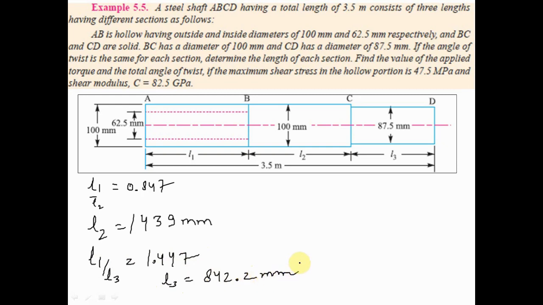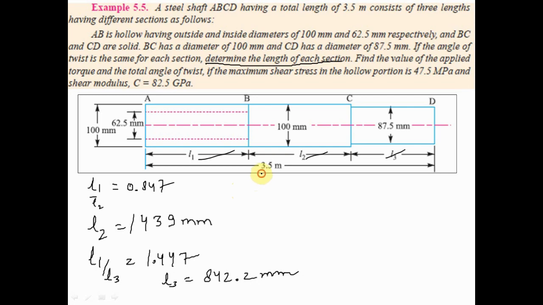So we got the values of L1, L2, L3. In the first part of the question it was saying determine the length of each section. It means L1, L2 and L3. So the answers in millimeters: L1 is equal to 1218.8, L2 is equal to 1439, L3 is equal to 842.2 millimeters. So this is the answer. Now let's proceed with the next part.